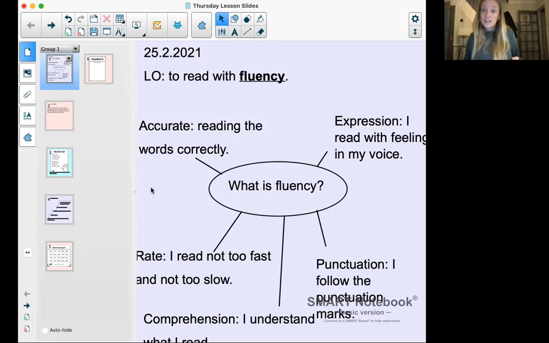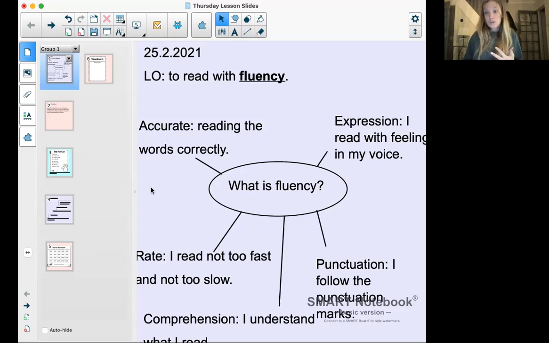Expression. So I read with feeling in my voice. And I think that's something we start to develop throughout year one, but certainly as they get a bit older. So it's looking at things like if someone's asking a question, are we having some inflection at the end? Like, where are you going? Are you reading things like, help, with a bit of expression because you know it's an exclamation? So it's looking at the expression that we use in our voice.